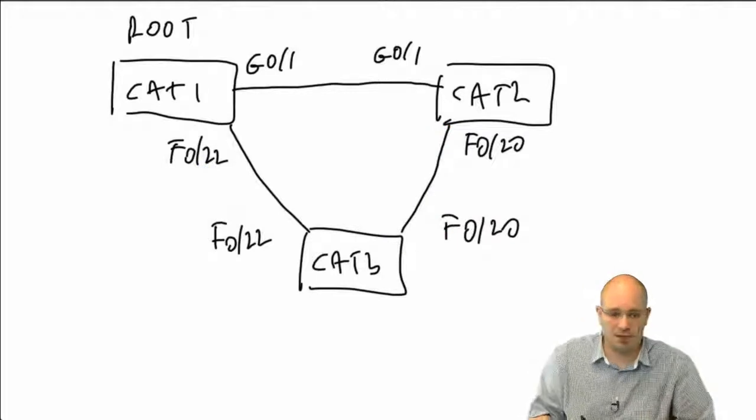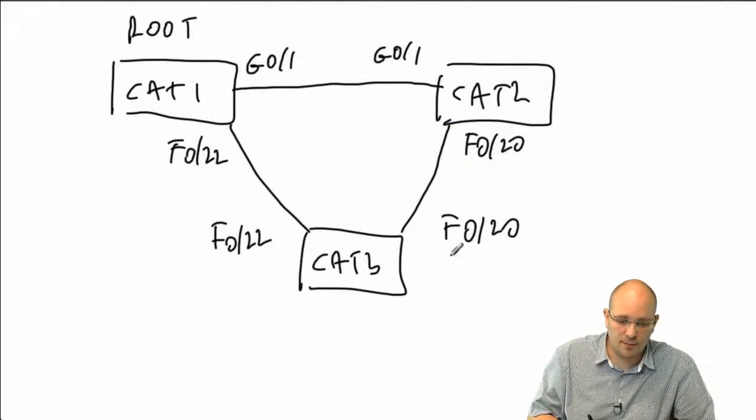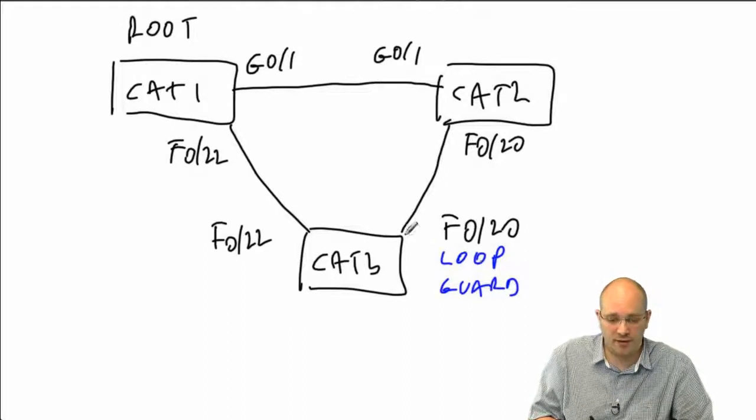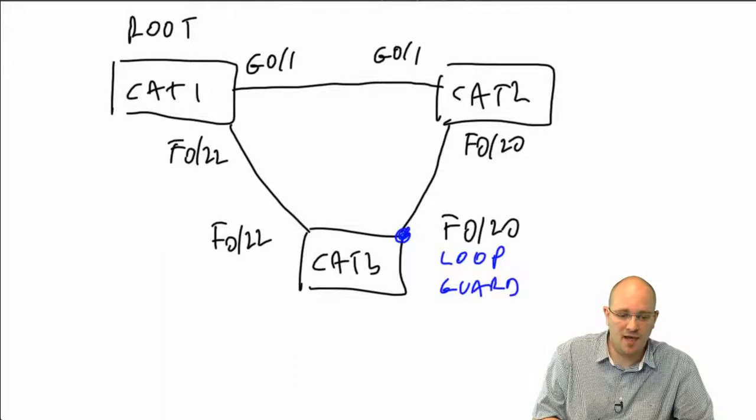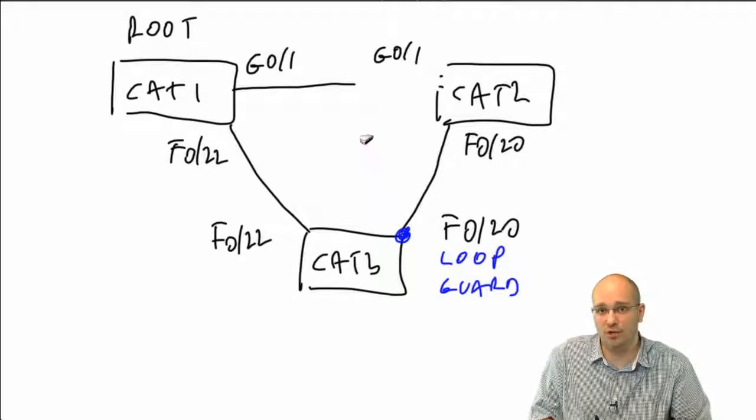In the first example here, I'm going to start by enabling LoopGuard on FastEthernet 0/20 on Cat3. And then I'm simply going to shut this link down on either Cat2 or Cat1. And I want to see what's going to happen.